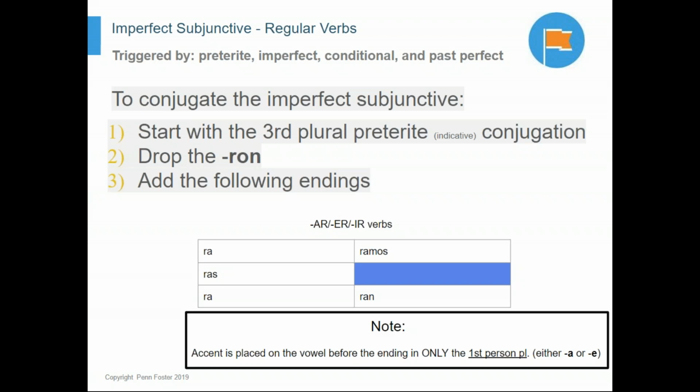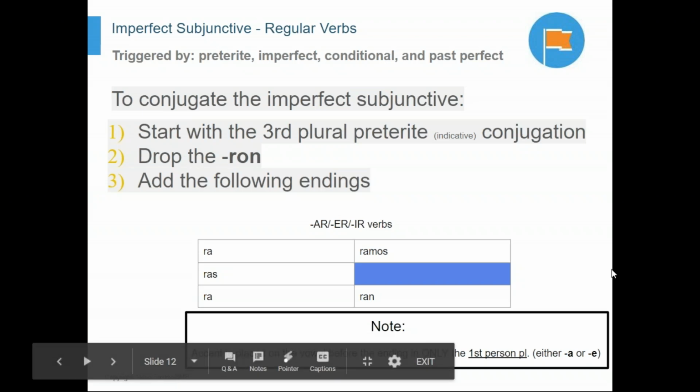One thing different here compared to present subjunctive is that there's only one set of endings here. If you notice, all AR, ER, and IR verbs take the same set of endings within this tense. A little bit different than present subjunctive.